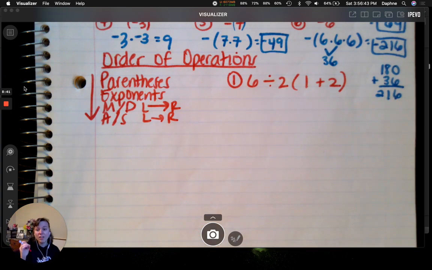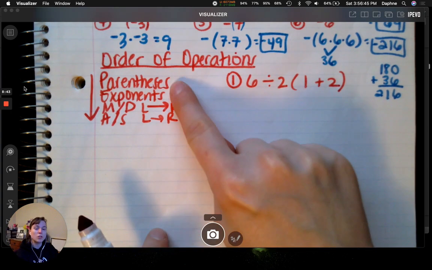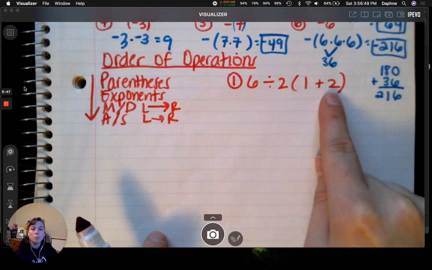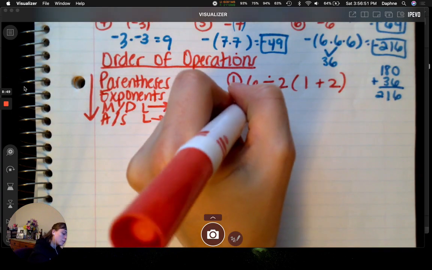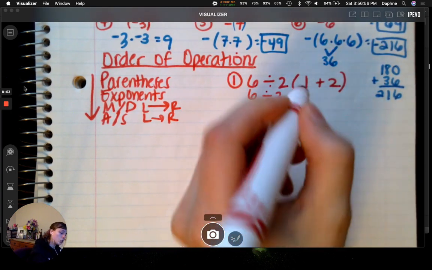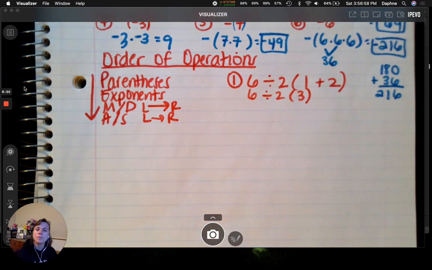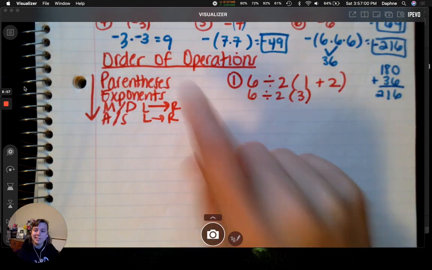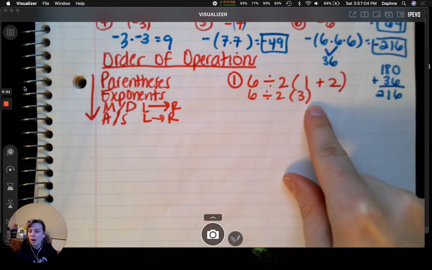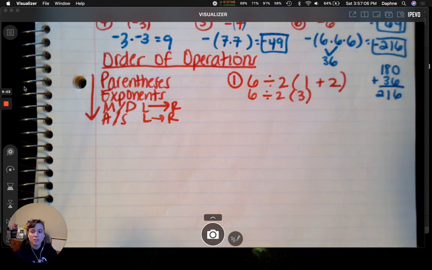Okay. If I do the order of operations, I'm going to start with what's inside parentheses first. So inside I see a 1 plus 2. So my first step is to keep the 6 divided by 2, and I add 1 plus 2, which gets me 3. Parentheses are done. Check. Next one, exponents. Do you see any exponents? A square, a cube, a quartic, to the quintic, to the 5th, the 6th power? Nope. Okay. There's none, so let's skip it.